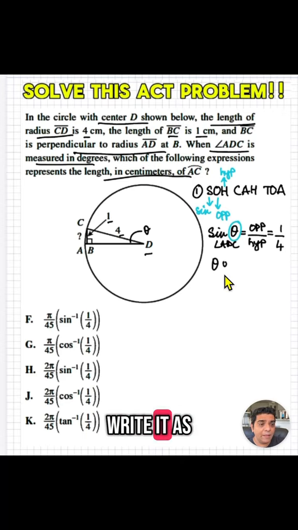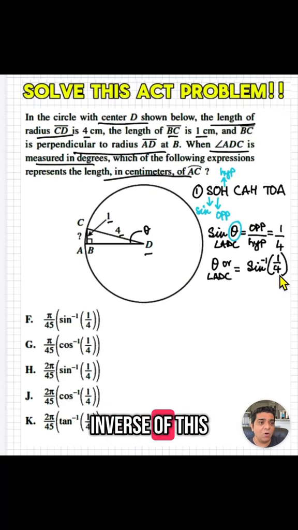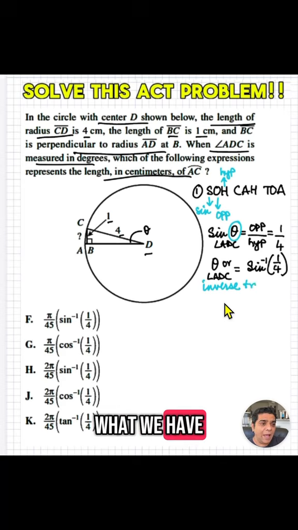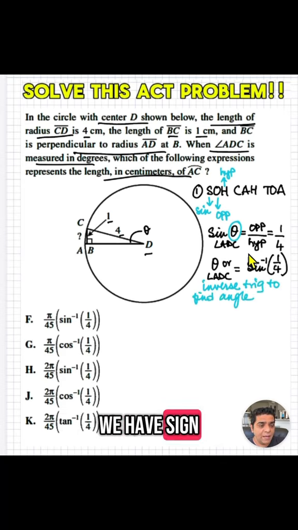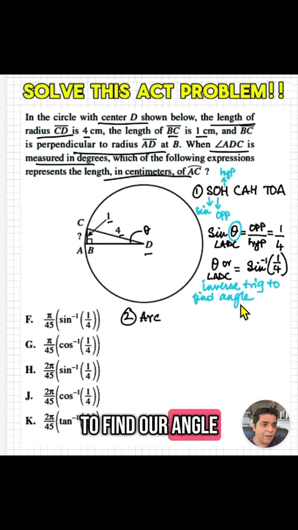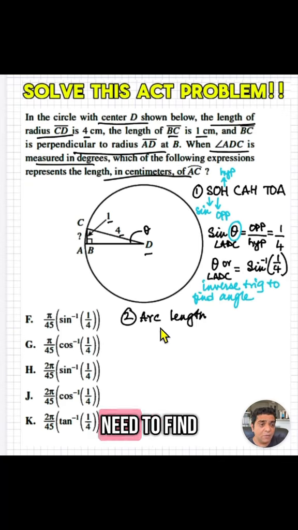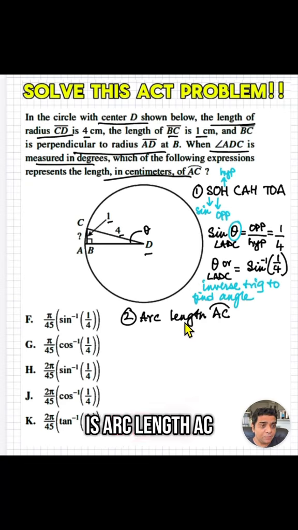Now we want to write it as just the angle itself, theta, or angle ADC, is the sine inverse of this 1/4. Okay, so now when we write using the inverse, we have sine inverse of 1/4. We used it to find our angle. So the second thing we need to find is arc length, AC.